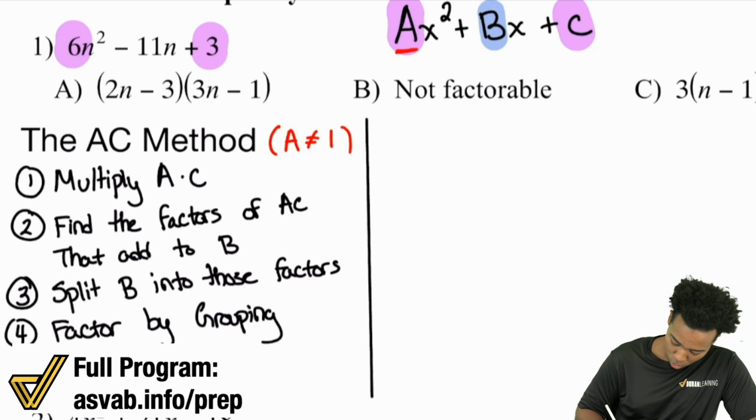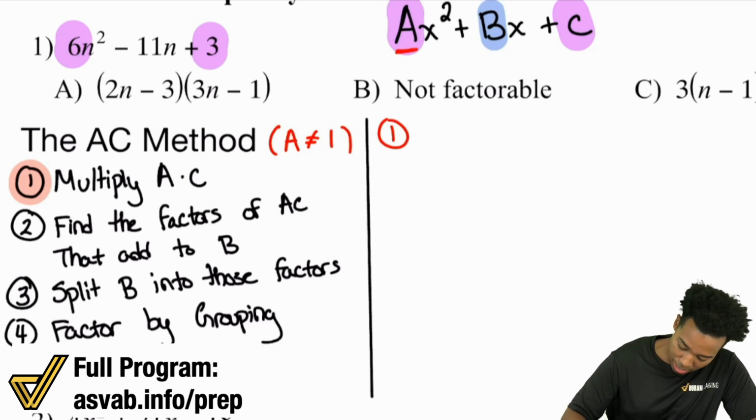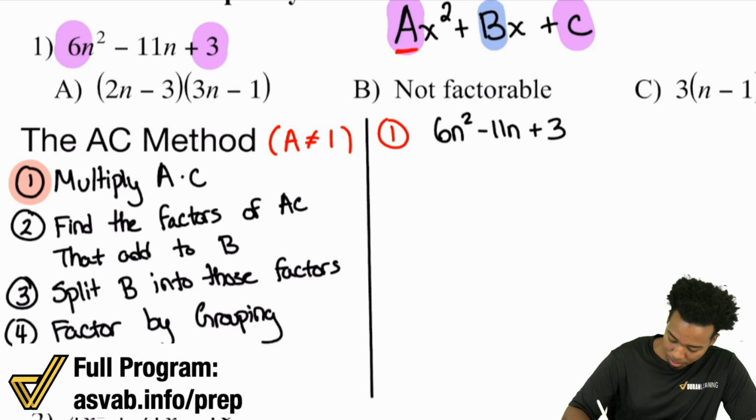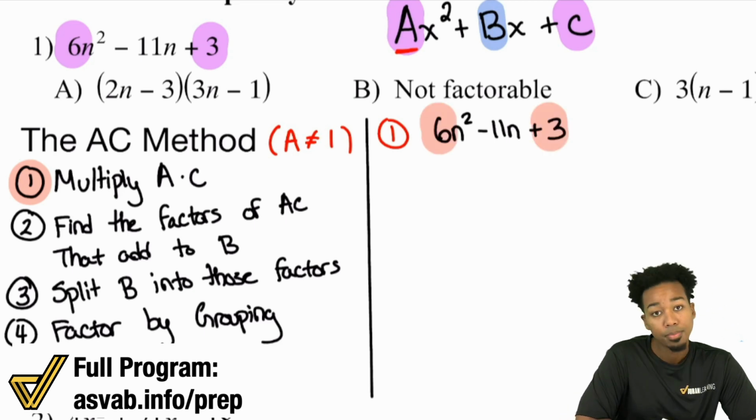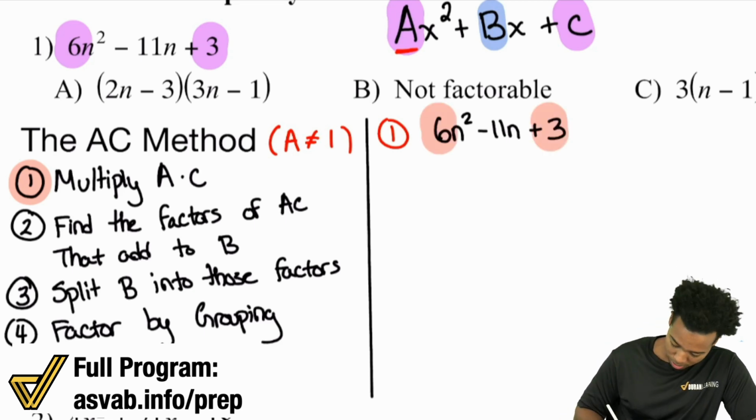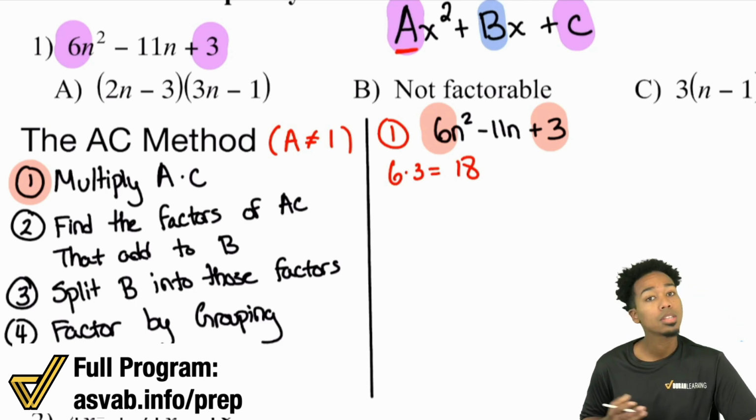So step number 1. Let me go ahead and highlight this in red. Step number 1, multiply AC. So we have, again, 6n squared minus 11n plus 3. A and C are 6 and 3. 6 times 3 is what? It's going to be 18. There we go.